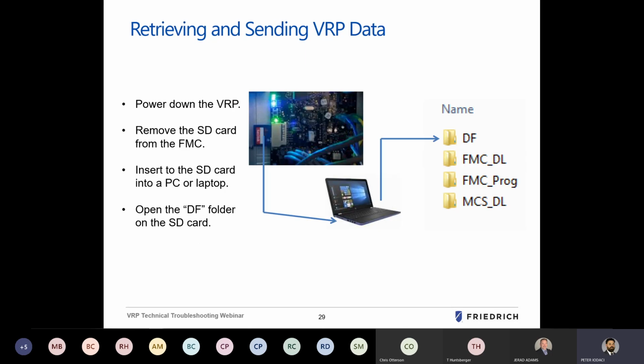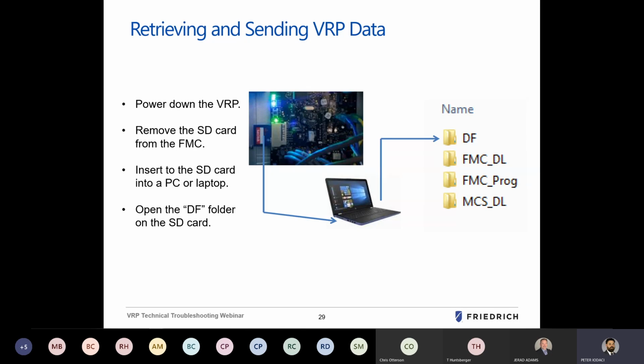If there is a time when we request a data file from you, the VRP does store all of its operating procedures and values on the SD card on the FMC. So in order to send us the data, simply power down the VRP and take the SD card out of the FMC, and put it into a PC or laptop through an SD card reader. Once you open up the file structure, look for the folder that says DF. Once you open this folder, you're going to notice that there is a text file in there, and that's the file that we're going to need.